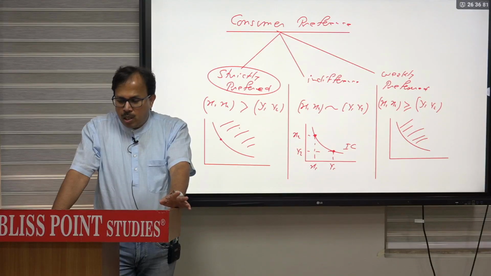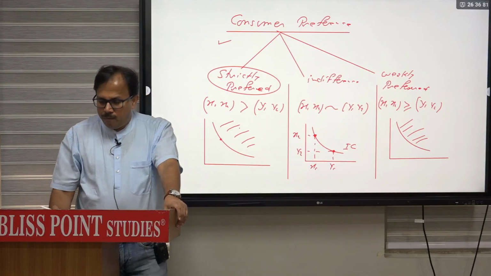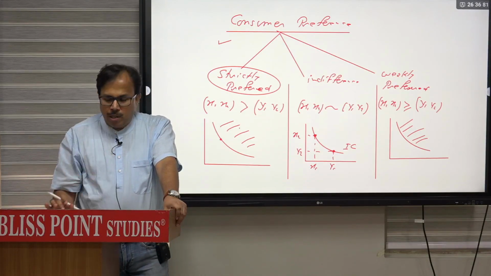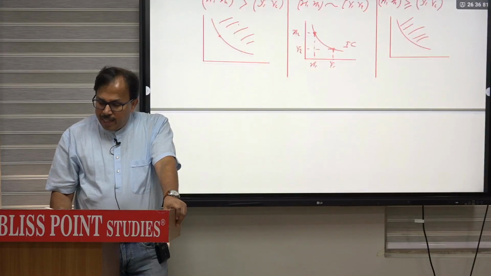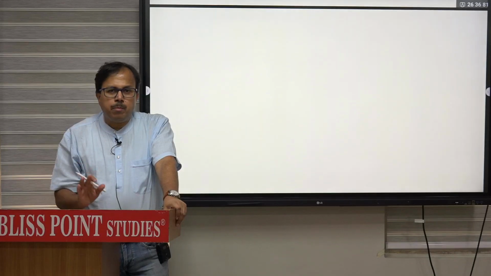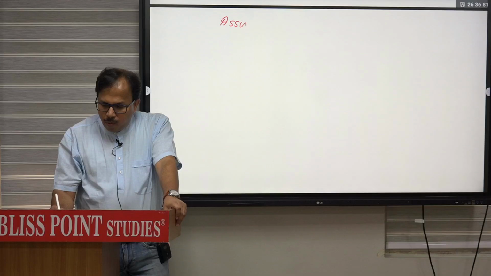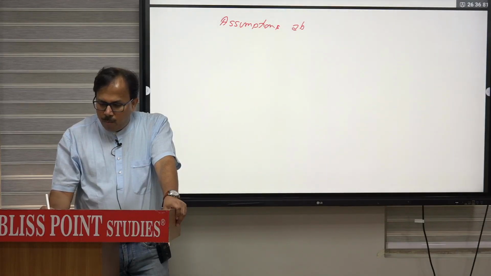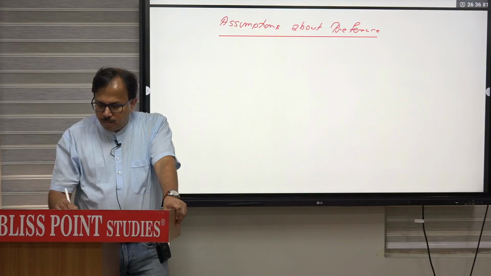Clear? One important point is that if you want to write the meaning of it, you can just write a line: we assume that any two bundles can be compared. It means given any x bundle and y bundle, where a bundle is a combination of fruits, we assume that x1 x2 is preferred over y1 y2, or y1 y2 is preferred over x1 x2, or the consumer is indifferent between x1 x2 and y1 y2. That is the meaning of the first assumption. Second is transitive.